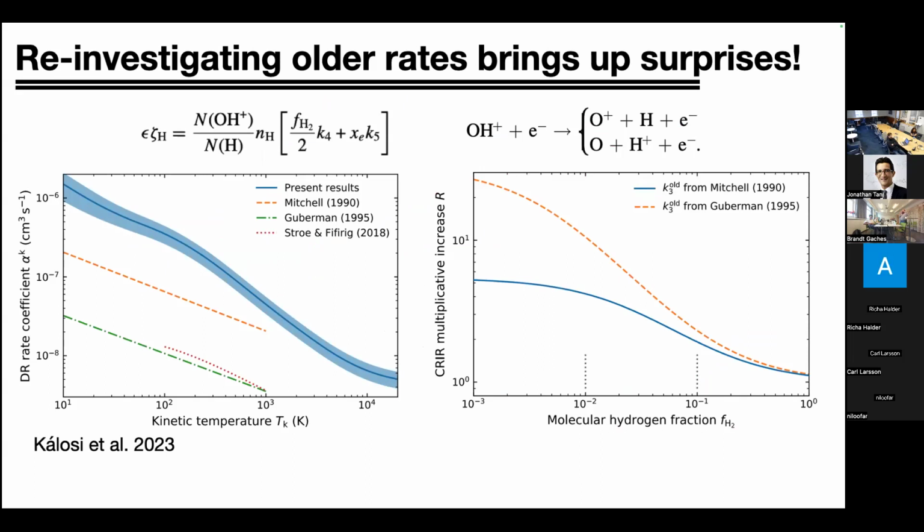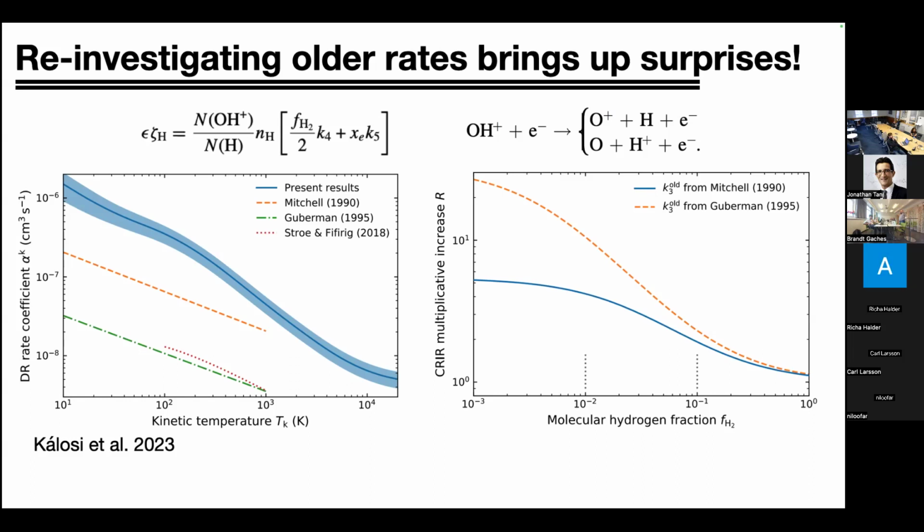And then people have since been going back to them and either recalculating them or remeasuring them and finding that there are significant changes. And sometimes this is due to new pathways that are able to be taken into account or better methods. But in this case, for instance, this is showing on the left the dissociative recombination rate of OH+ shown on the top right. And the blue band is the new results from the paper in 2023. And on the right, this is the multiplicative ratio of if you use the new rate versus the old.